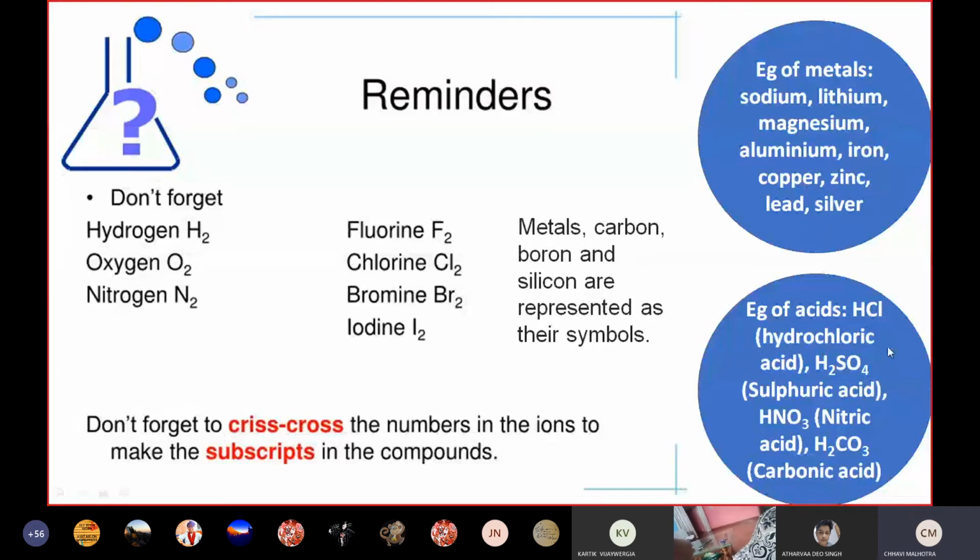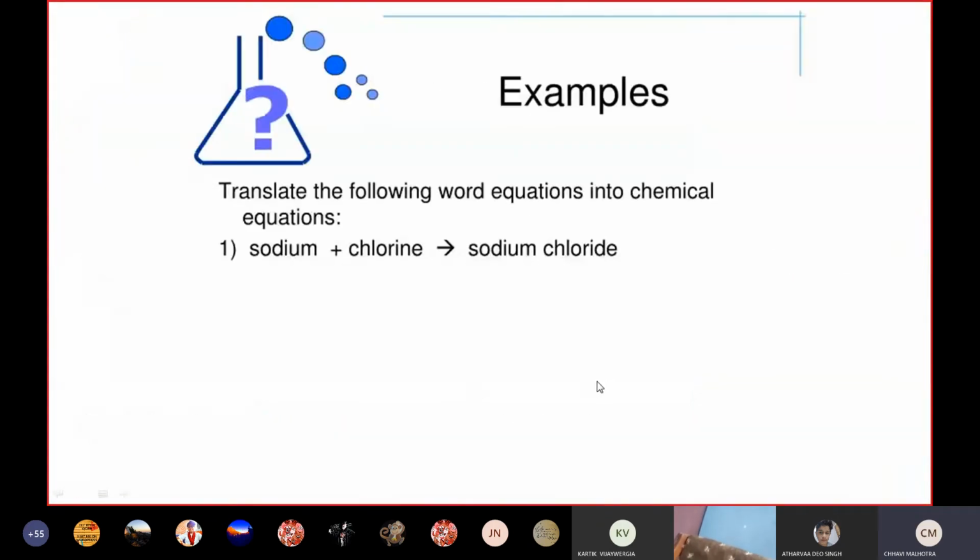Examples of some metals like sodium, lithium, magnesium, aluminium, iron, copper, zinc, lead, silver, they're all written with their symbols. Acids: HCl is hydrochloric acid. Sulfuric acid is H2SO4. Nitric acid is HNO3. These formulas you should know. Carbonic acid is H2CO3. And if you are using ions, then don't forget to crisscross the valencies. So this is a very important slide for you. It will be very helpful for you.